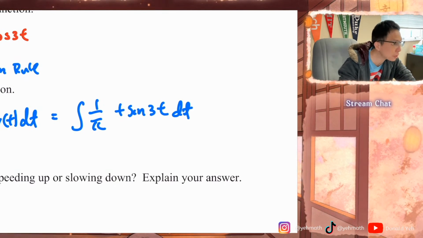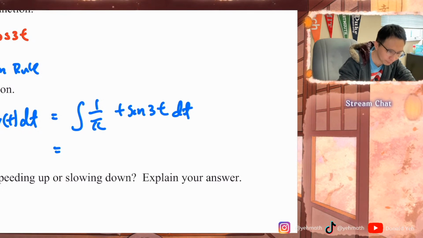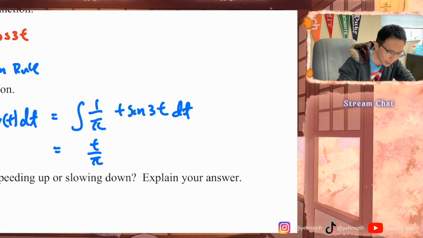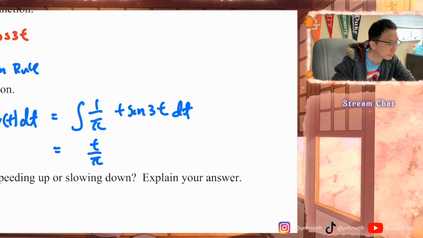So now the integration of 1 over pi is what? t over pi, not x. We're taking the integration relative to t.